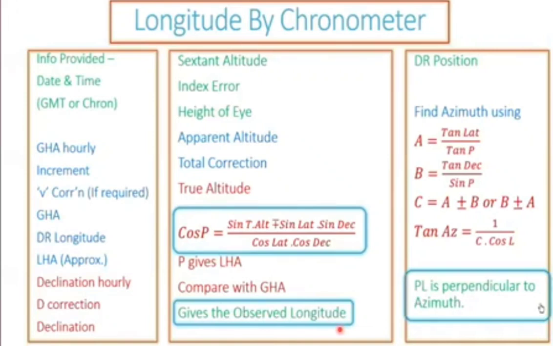And when we have these two items known to us, we are able to plot this position line easily on the chart. You have a reference position which is given by observed longitude. And what about the latitude? The latitude used is the DR latitude only. DR latitude and the observed longitude gives us the reference position from where the PL passes, and the azimuth gives us the direction of the PL, because we know that PL is always perpendicular to the azimuth of the body. So, we have the complete method in front of us now, right from beginning to end.